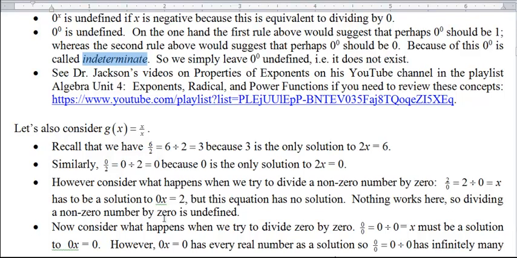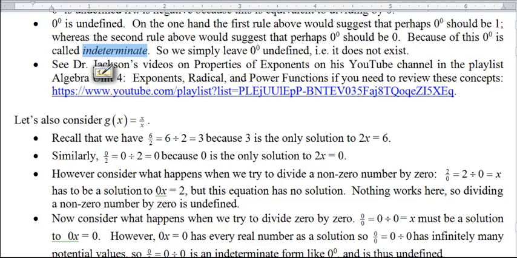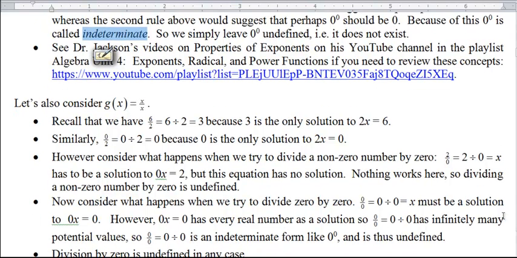Now let's consider what happens when we try to divide 0 by 0. If you say 0 divided by 0 is x, it's got to be a solution to the second: 0 times x has to equal the first 0. Well, what's the solution to that? Well, anything. 0 times anything is 0. Any real number works. So 0 divided by 0 has infinitely many potential values. So in other words, 0 times x equals 0 has infinitely many solutions.